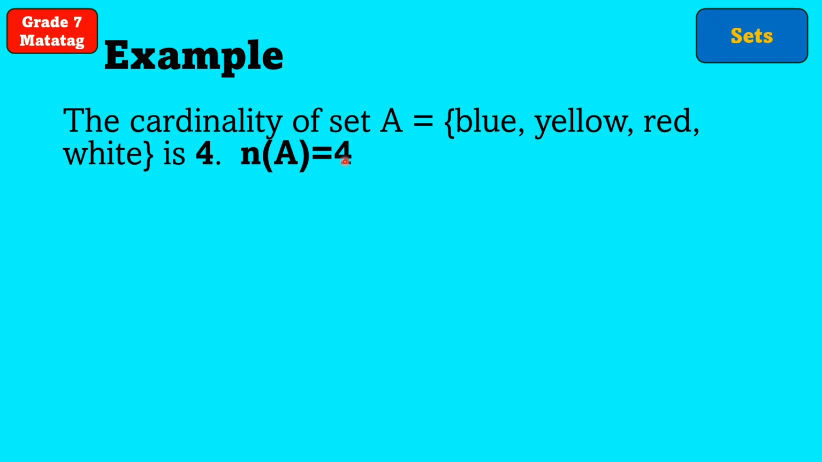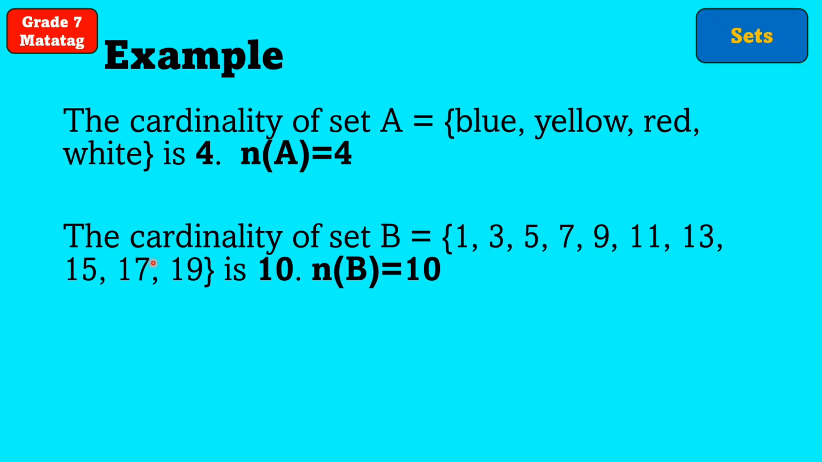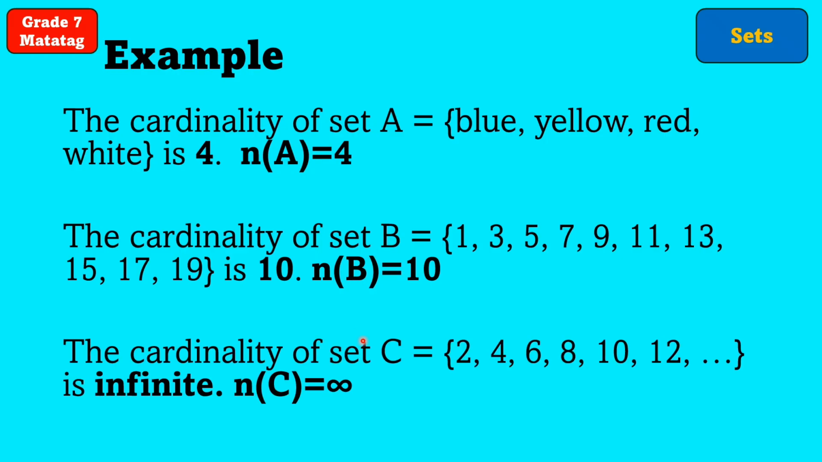So n of A is equal to 4. Another example, the cardinality of set B. So we have 1, 3, 5, 7, 9, 11, 13, 15, 17, 19. These are the odd numbers less than 20. If you count them all, there are 10. So in symbol, we say n of B is equal to 10. We always use the name of the set in capital letters. Next, we have the cardinality of set C, which is 2, 4, 6, 8, 10, 12, and here comes the ellipsis. So this set is infinite. In symbol, we say n of C is equal to infinity. So infinite.